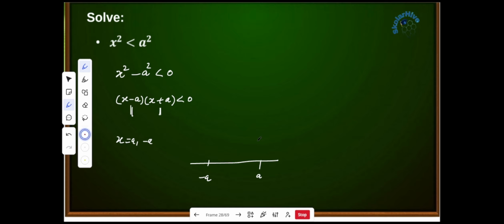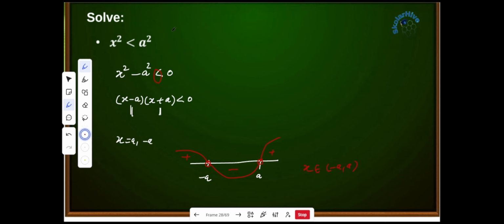So by drawing the wavy curve over here, it is positive, as the coefficient of x is positive. Now all the factors have odd power, so the curve will change from positive to negative, and then negative to positive. As this inequality is less than, these points will not be included. So from here the negative region is minus a to a. So we get the solution to be from minus a to a.